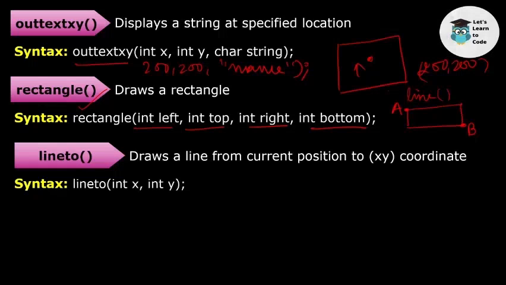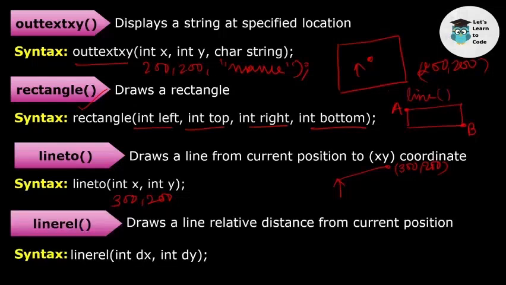The next method is the line 2. The line 2 method draws a line from the current mouse pointer position. Suppose your mouse pointer is here, and if you apply line 2 300, 200, then a line up till 300 and 200 will be drawn from the current mouse pointer position.